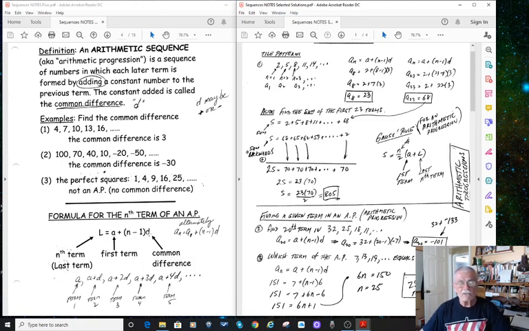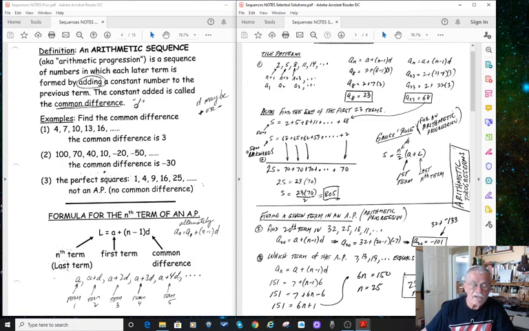So if you want to get the 12th term, let's say, you would start with the first term and you would add 11 common differences. If you wanted to get the 100th term, you'd start with the first term and add 99 common differences. And basically, if the first term is A, the second term is A plus D, that's the common difference. Third term is A plus 2D, the fourth term is A plus 3D, the fifth term is A plus 4D.